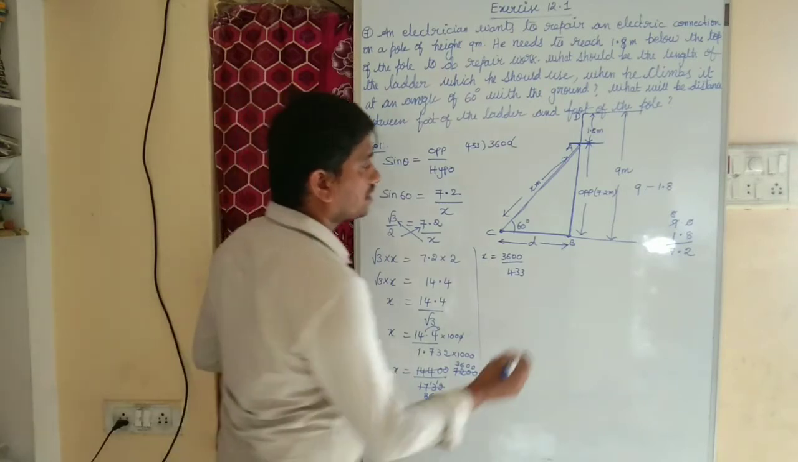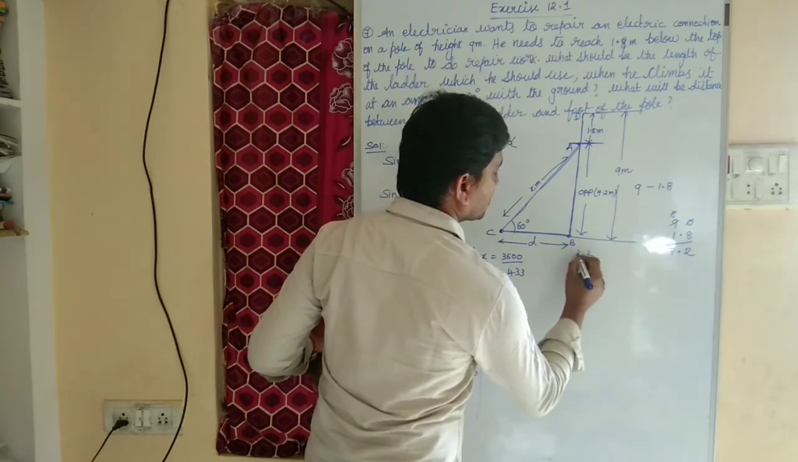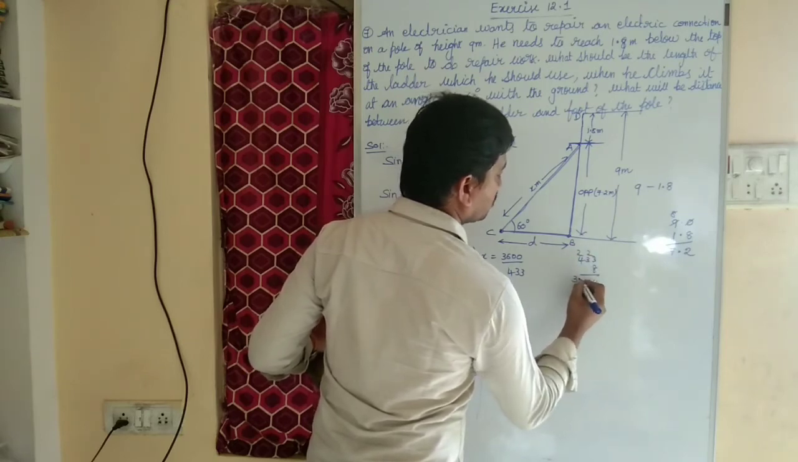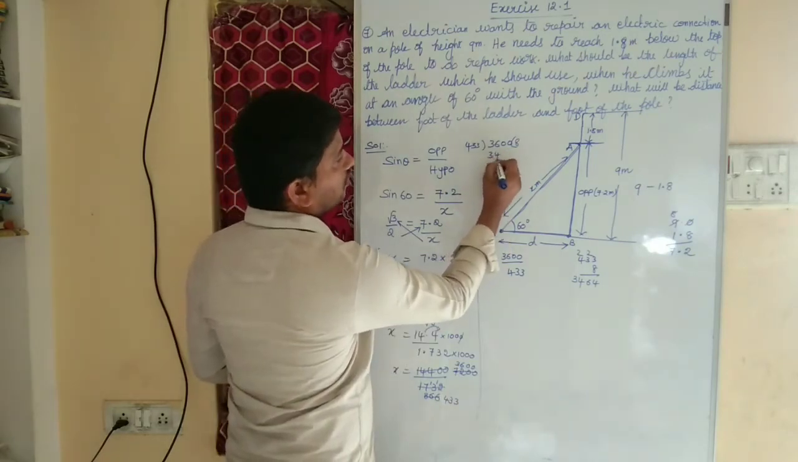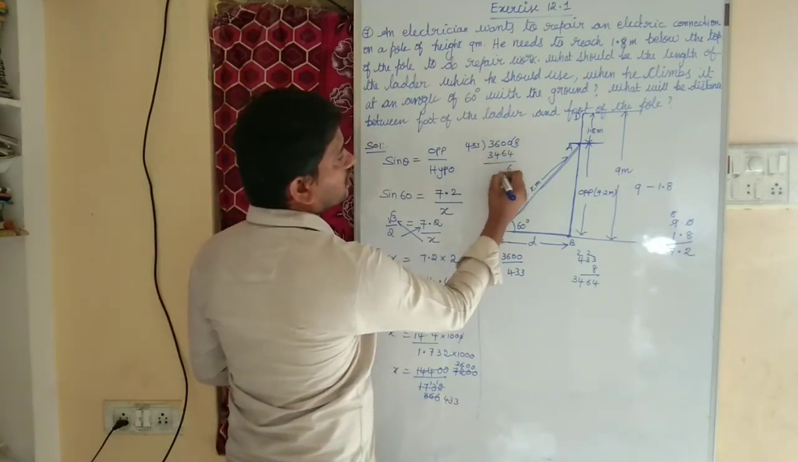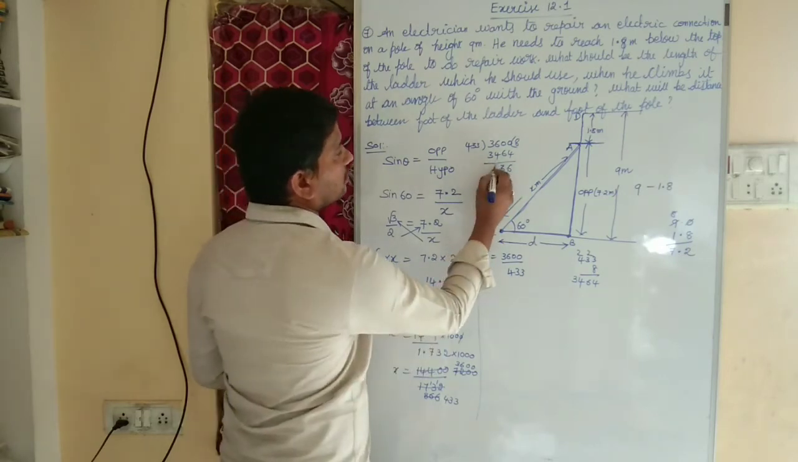Is it 9 or 8? Let us check. 433 into 8. 8 3 is 24, 8 3 is 24 plus 2 is 26, 8 4 is 32 plus 2 is 34. Yes, 8 times. 3 4 6 4. 10 minus 4 is 6, 9 minus 6 is 3, 5 minus 4 is 1.